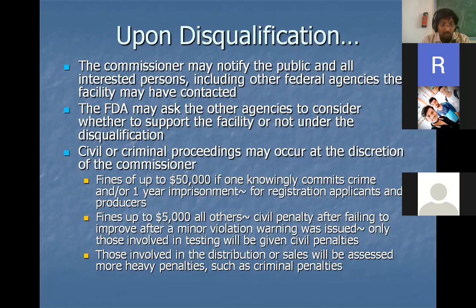Civil and criminal proceedings may occur at the discretion of the commissioner. Fines up to $50,000 if one knowingly commits a crime, and 1 year imprisonment for registration applicants and procedures. Fines up to $5,000 for all others. Civil penalties apply after failing to improve after a minor violation warning was issued. Only those involved in testing will be given civil penalties. Those involved in distribution or sales will be assessed heavier penalties such as criminal penalties.